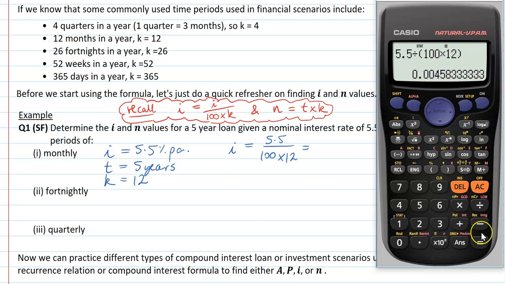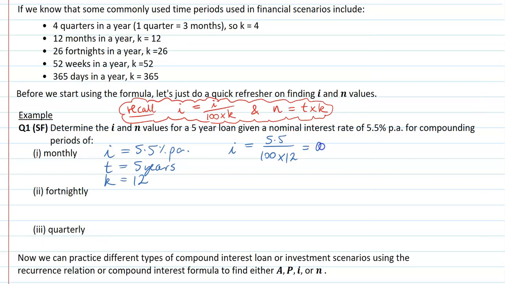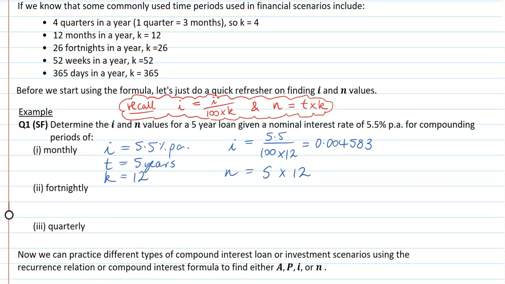So that's 0.004583. Okay, and for the N value, that's simply your time by your K value. So we've got 5 years times 12 compounding periods per year, which will give us an N of 60. So pause the video, have a go at doing fortnightly and quarterly, and we'll check in a second.